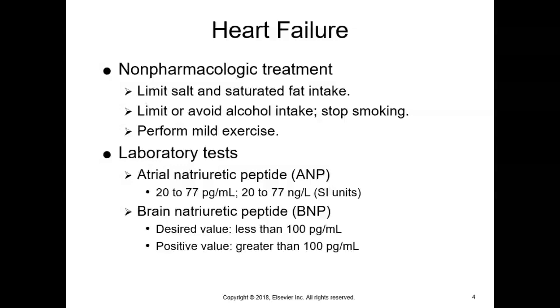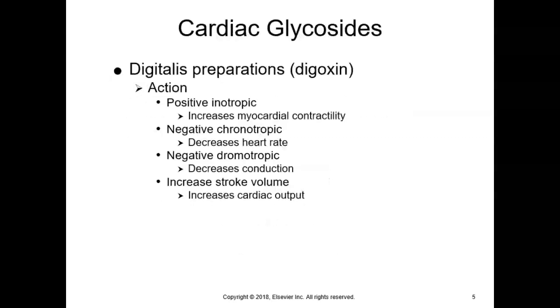BNP is also something we can watch in the clinical setting when the patient's being treated for heart failure. So they're going to be getting these medications that we're going to talk about in these lectures, and we'll watch that BNP trend down as the medications are effective in helping to treat the heart failure. Cardiac glycosides are classifications of medications that are used to treat heart failure. Your prototype cardiac glycoside that you need to be familiar with is digoxin.